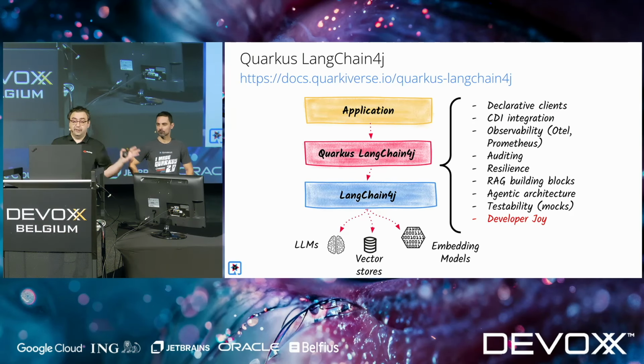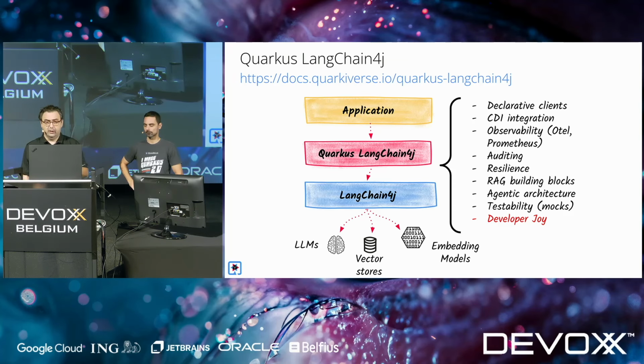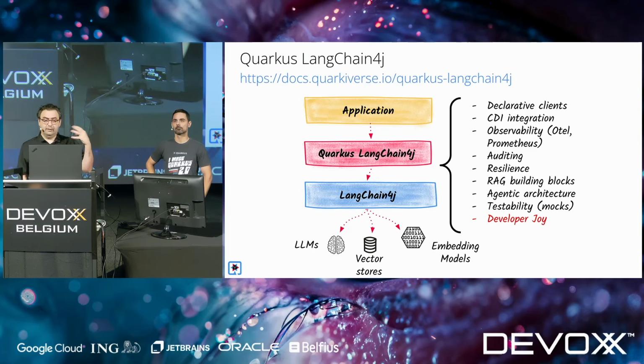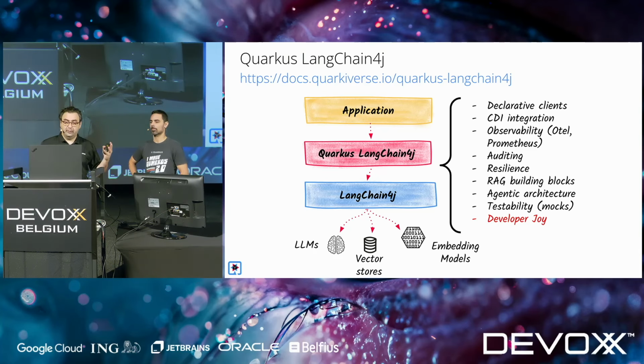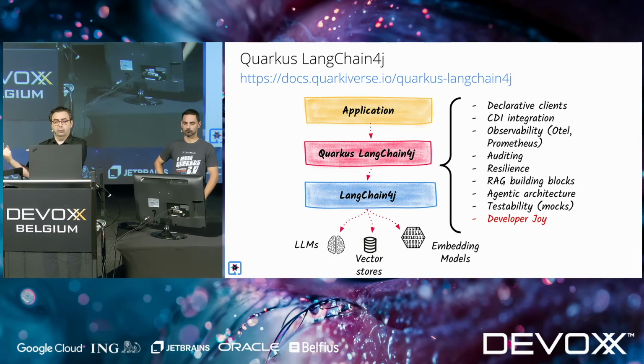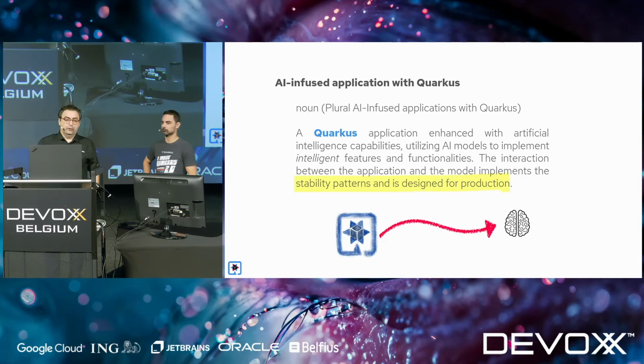So it provides a lot of things: declarative client, CDI integration, because CDI is a model of development we use in Quarkus, observability, auditing for security, resilience, RAGs, agentic architecture, testability, and one of the key things of Quarkus, a great developer joy. And you will see that we will go back from the code to the Dev UI, try a few things, see what really is exchanged with the LLM to understand how things work under the hood. So what does AI-infused application with Quarkus mean? It's an AI-infused application, right, but with the right stability patterns, and that is designed for production.